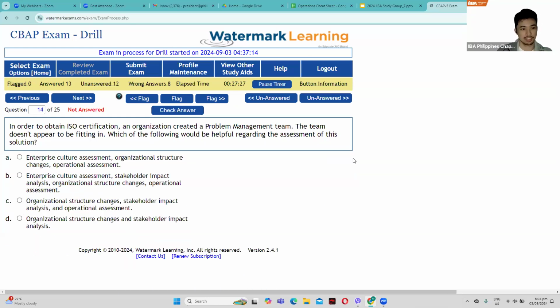All right. Number 14, in order to obtain ISO certification, an organization created a problem management team. The team doesn't appear to be fitting in. Which of the following would be helpful regarding the assessment of the solution? A, enterprise culture assessment, organizational structure changes, operational assessment. B, enterprise culture assessment, stakeholder impact analysis, organizational structure changes, operational assessment. C, organizational structure changes, stakeholder impact analysis, and operational assessment. D, organizational structure changes and stakeholder impact analysis.